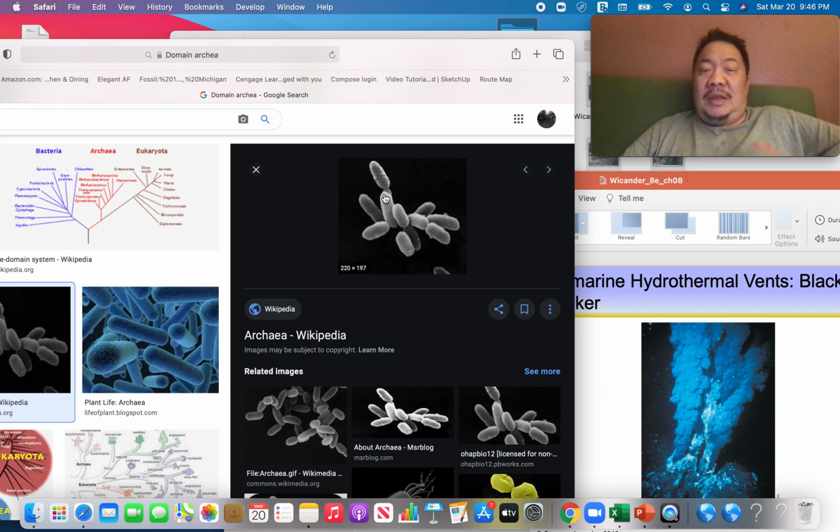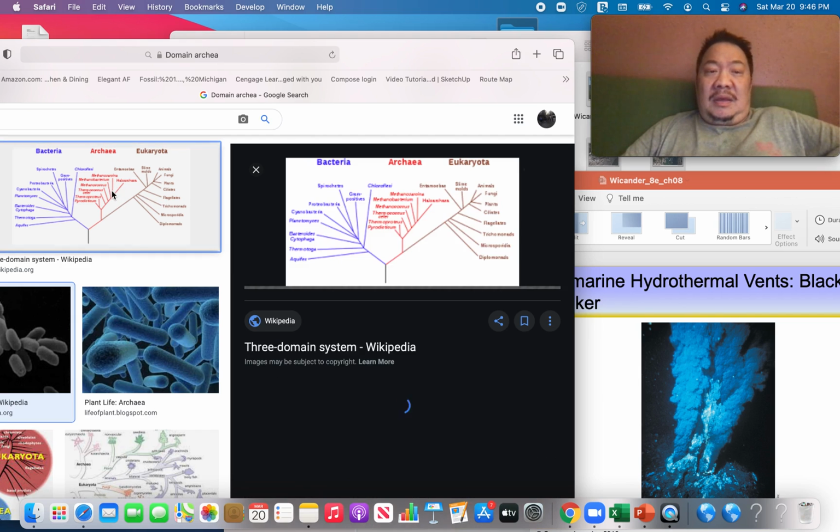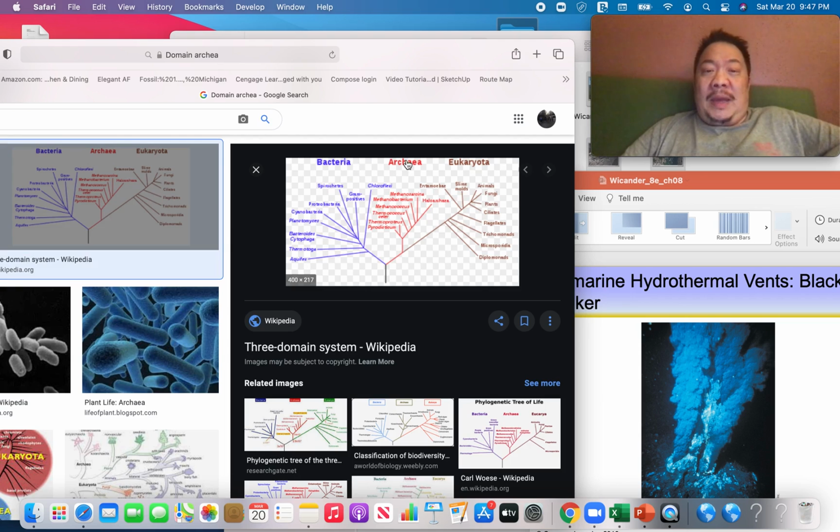There's no variability. And when we study the three domains, domain Eubacteria, domain Archaea, and domain Eukarya, we find to our amazement that there is more genetic diversity amongst domain Archaea than all other forms of life.